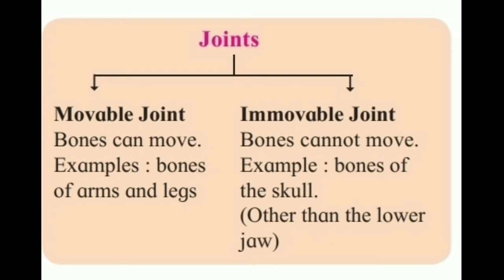Now immovable joint. Here bones cannot move. For example, bones of the skull, other than bones of the lower jaw. So the bones of the skull are joined together and they protect the delicate organ, the brain. They are not movable. They are fixed at one place.